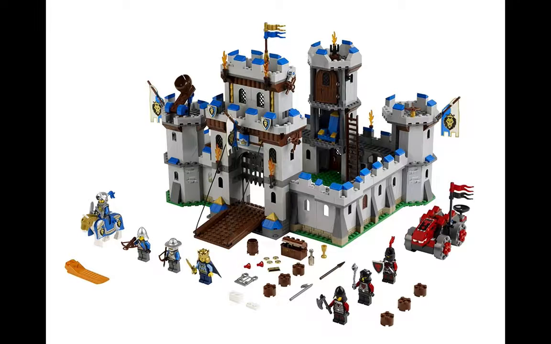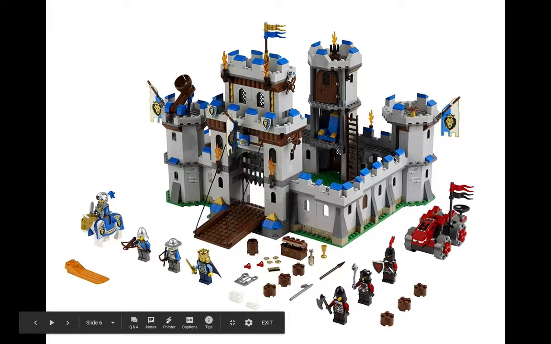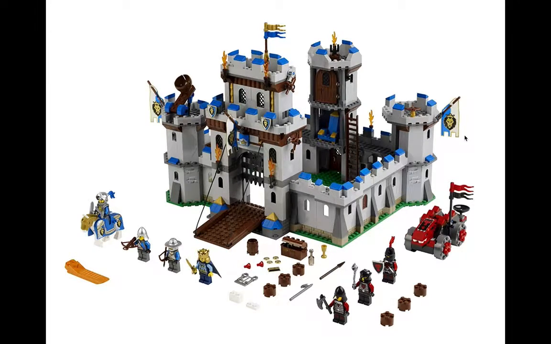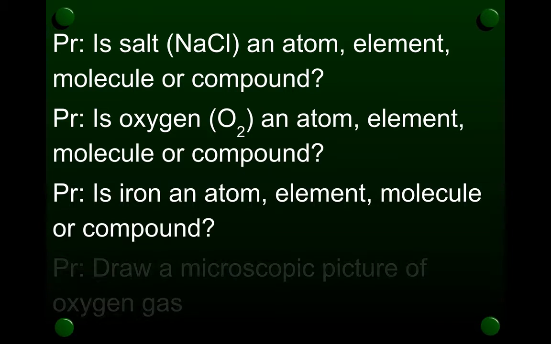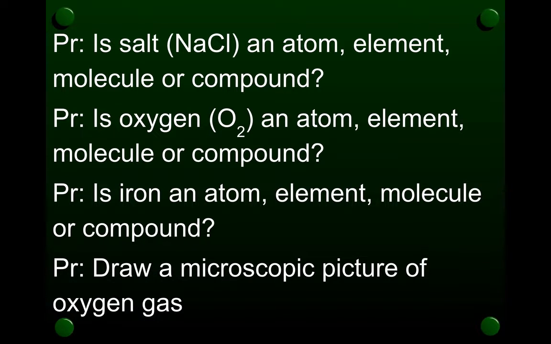Okay, so think of these Legos like atoms. You could take them apart and put them back together in different ways and make different things. In fact, that's where all the atoms in your body came from. They were once in something else. So I want you to try these practice problems in your notebook. Pause the video and we'll go over them when you're done.